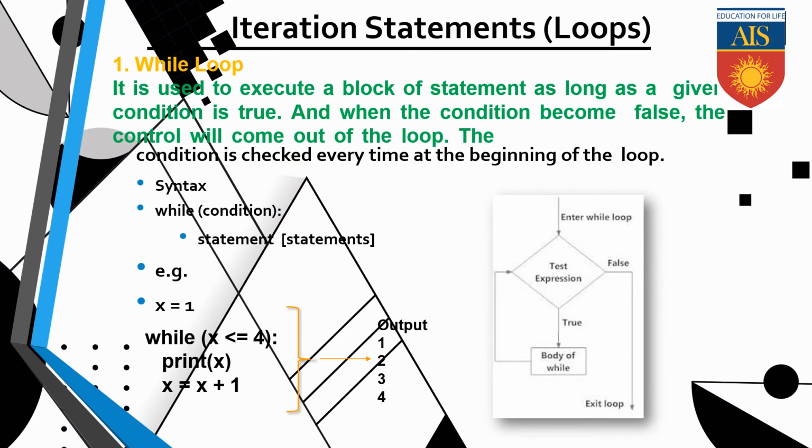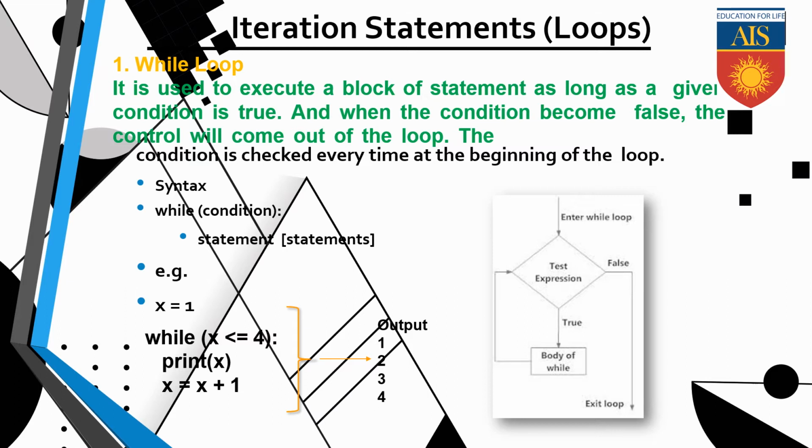First, we need to learn about the while loop. It is used to execute a block of statements as long as given condition is true, and when the condition becomes false, the control will come out of the loop. The condition is checked every time at the beginning of the loop. See the syntax. While, you have to give the condition, and according to that you have to provide the statement.